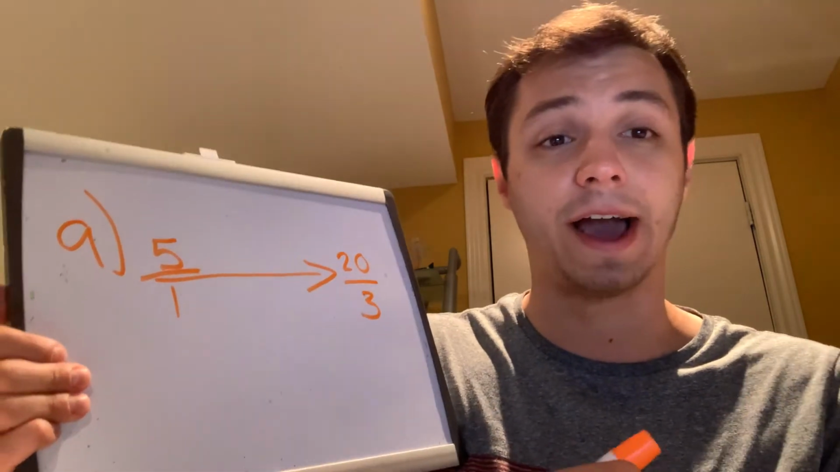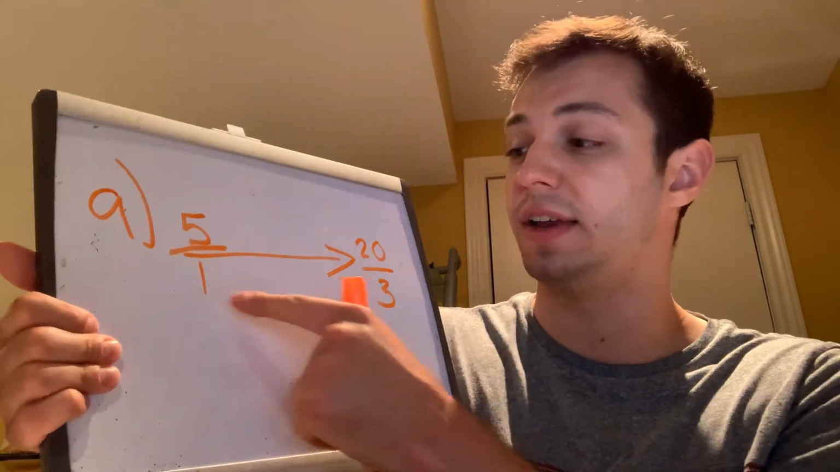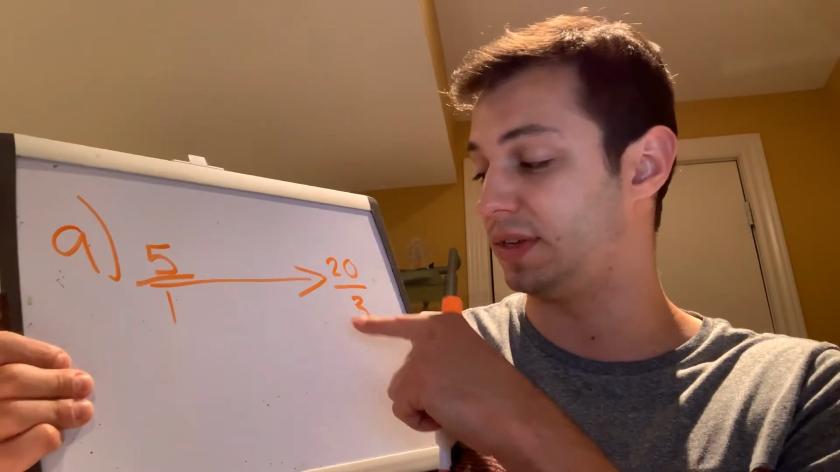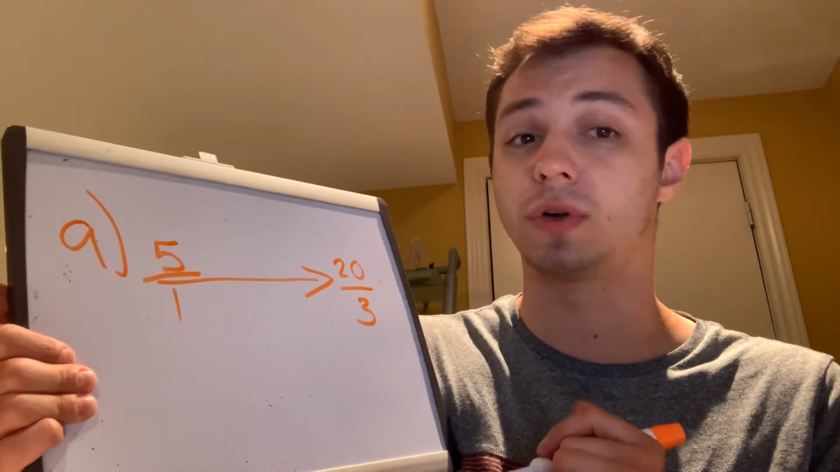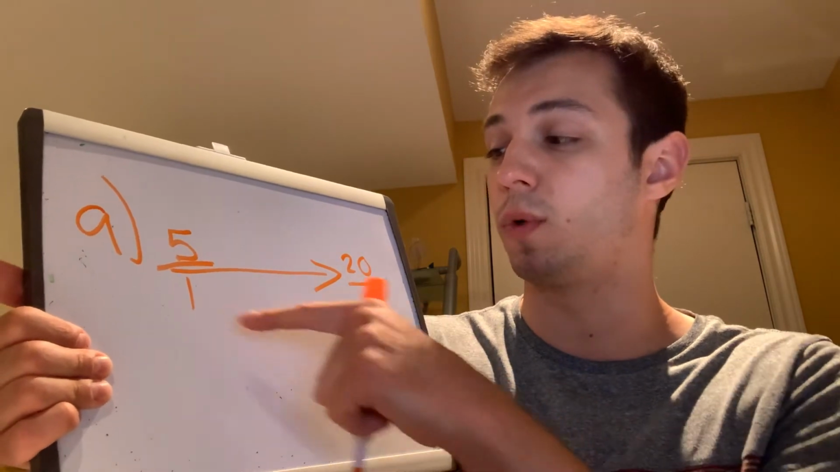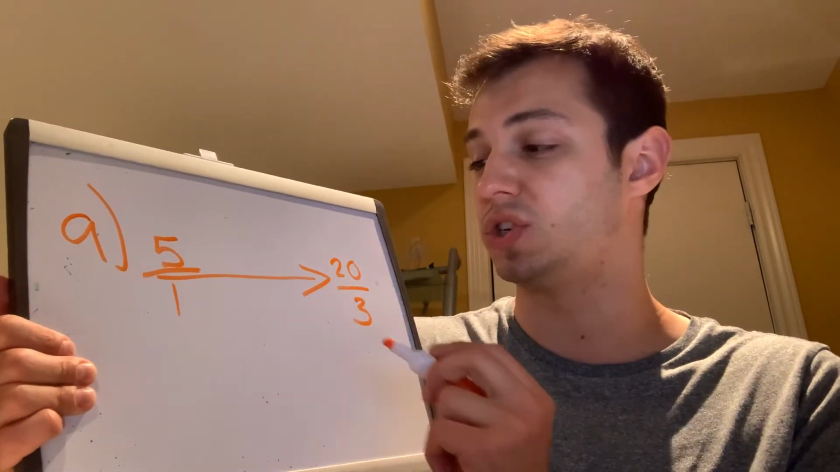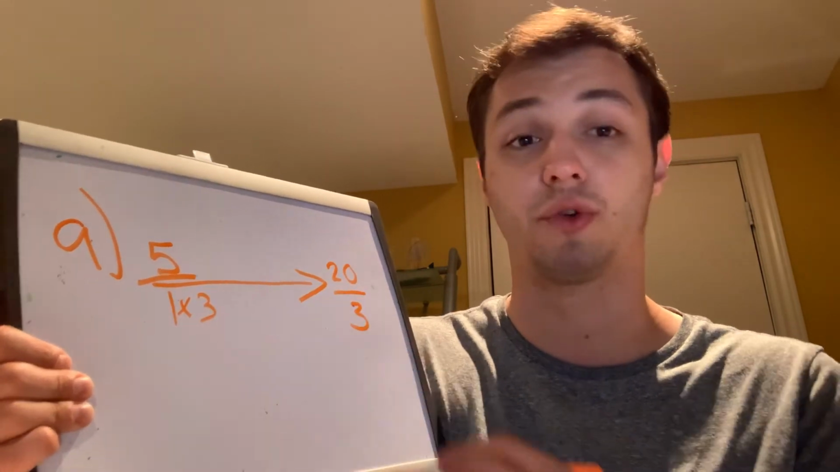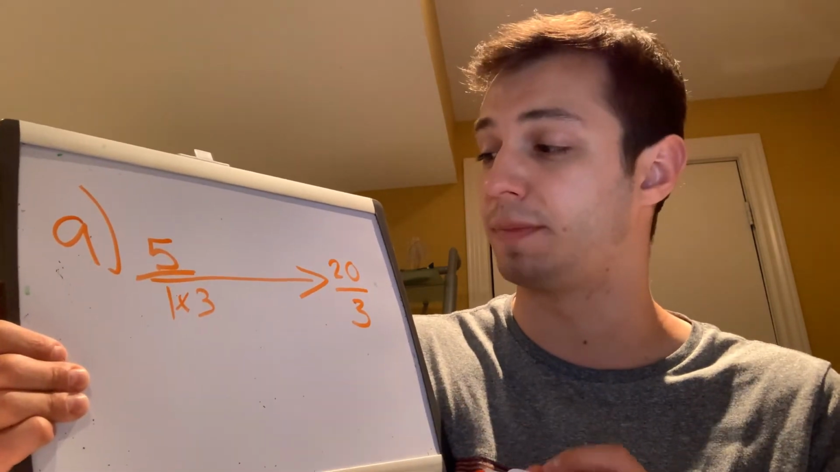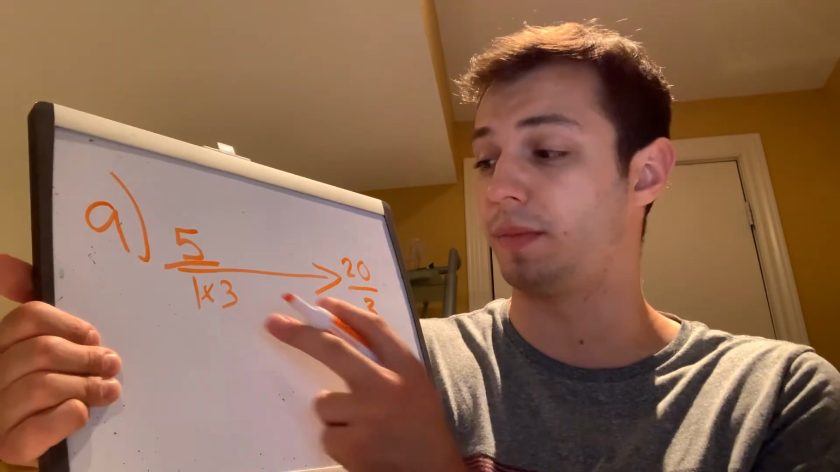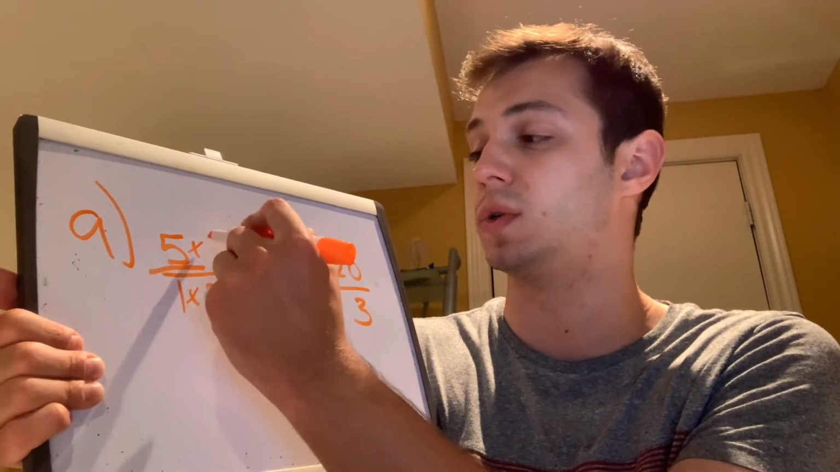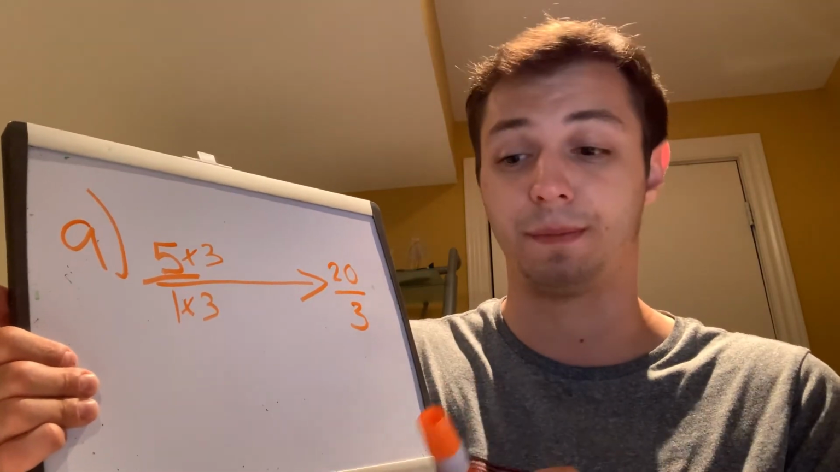In order to add or subtract fractions, they need to be over the same bottom number, right? This is over 1, this is over 3, so our bottom numbers aren't the same. So what I'm going to do as my first step is to get the same bottom number. So I'm going to multiply this 1 by 3. My next step is to remember that whatever I do to my bottom number, I have to do to my top number. So this 5, I'm also going to multiply it by 3.